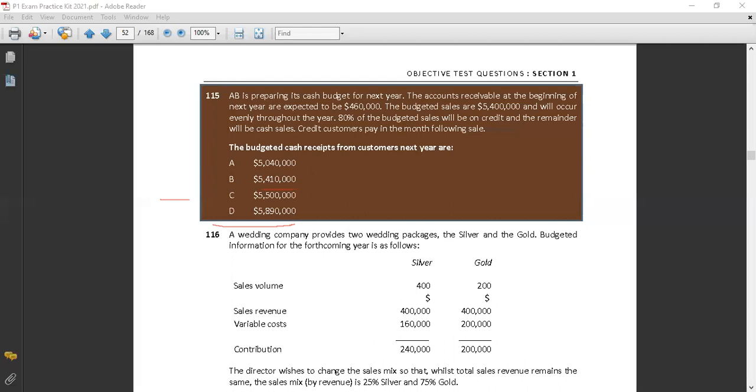And 80% of the budgeted sales are on credit and the remaining will be cash, and the entire amount of credit sales will be collected in the next month. So these are the terms. And the 460,000 in accounts receivable will be on account of credit sales which happened in the previous month.